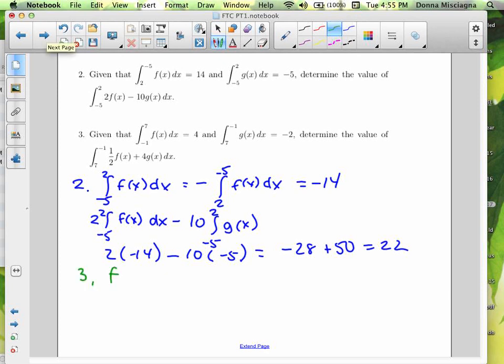So the integral of f of x from -1 to 7, we want 7 to -1. That would be equal to, notice I just switched to the opposite of -1 to 7 of f of x dx, so that's just going to be -4.